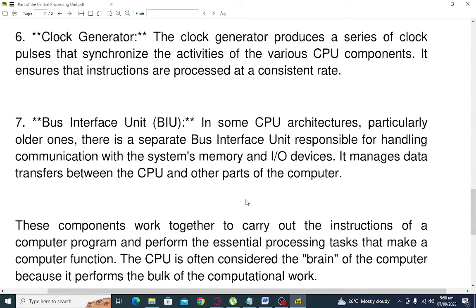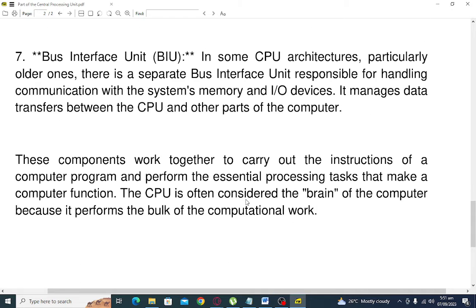Number 7, Bus Interface Unit or BIU. In some CPU architectures, particularly older ones, there is a separate bus interface unit responsible for handling communication with the system's memory or I/O devices. It manages data transfers between the CPU and other parts of the computer.